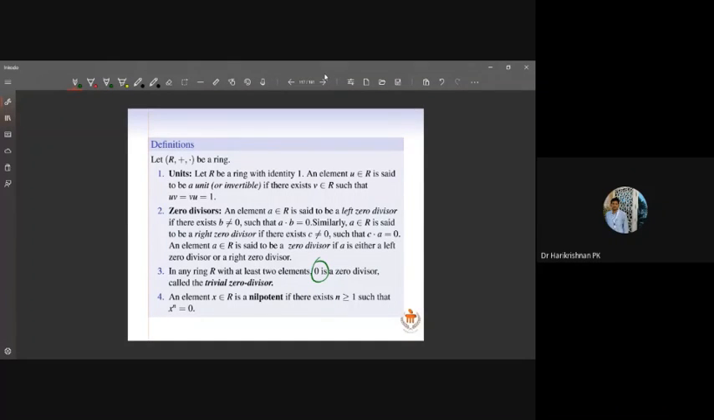Then what do you mean by a nilpotent in a ring? A nilpotent in a ring is an element x in R such that if you are able to find an n greater than or equal to 1 such that x^n is equal to 0, then such elements are called nilpotent elements.